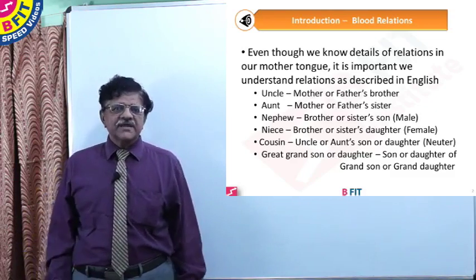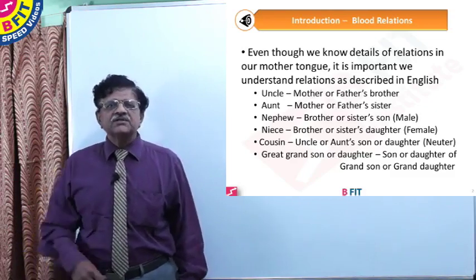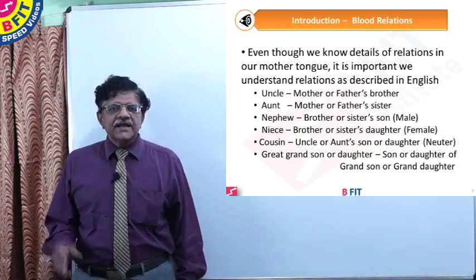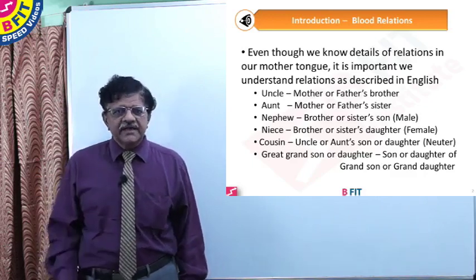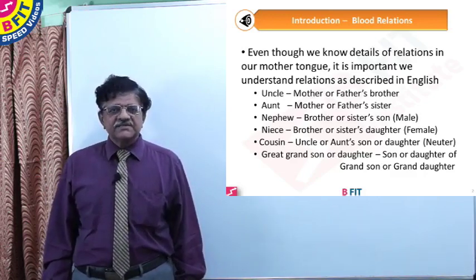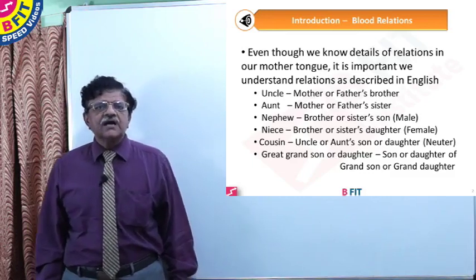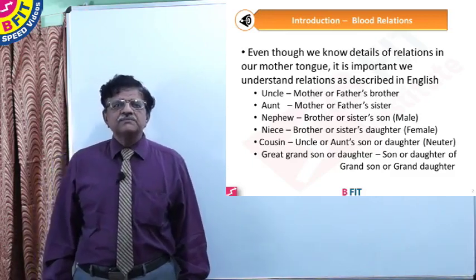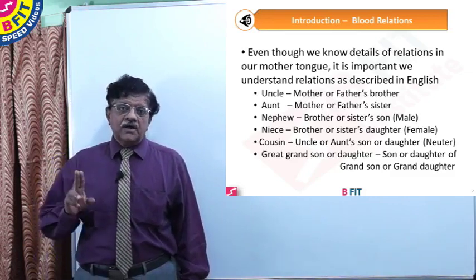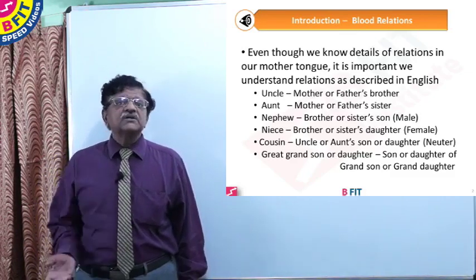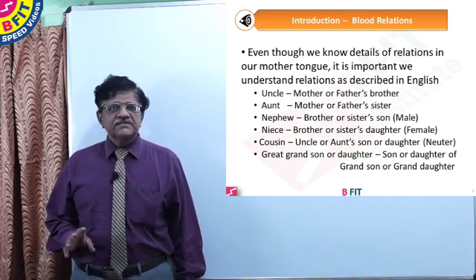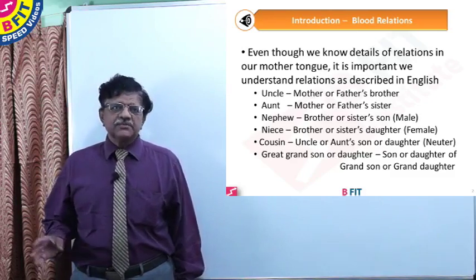We have a lot of relationships in our native language. Knowledge of that is not sufficient. We should understand the relationship as it is termed in English. Therefore, we should understand a few terms of relations as in English. First is uncle. Uncle is mother or father's brother. In India, we have a different term for father's brother and mother's brother. But in English, we have only one term, uncle, which is the same for mother's or father's brother.